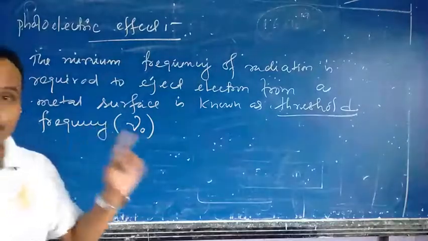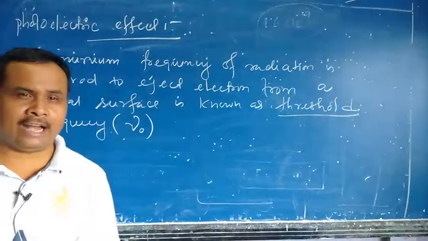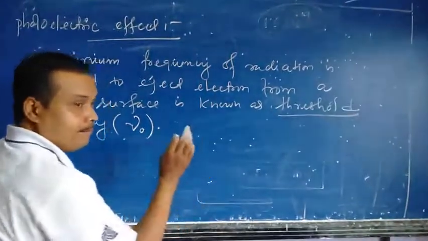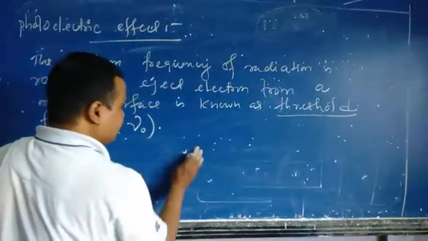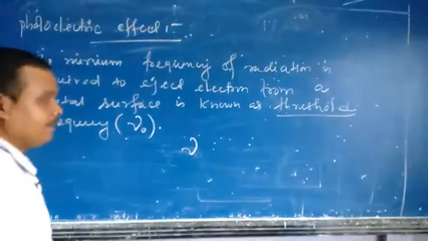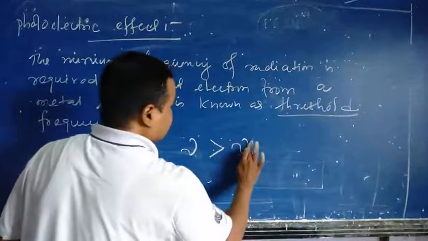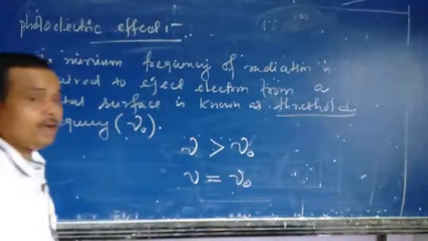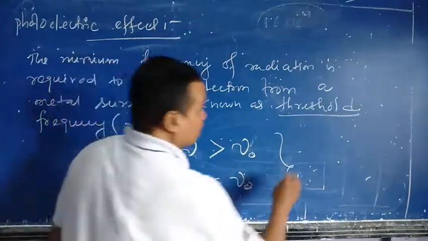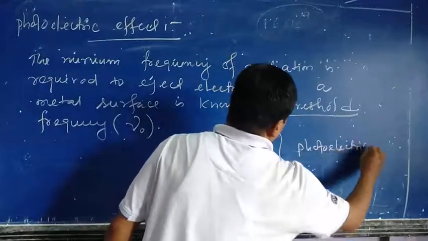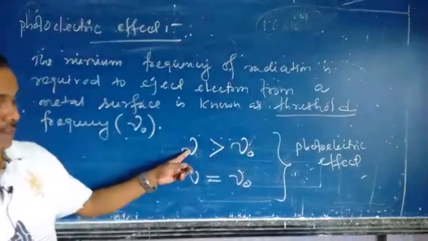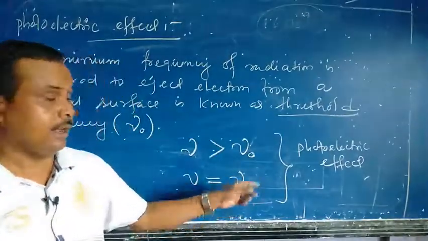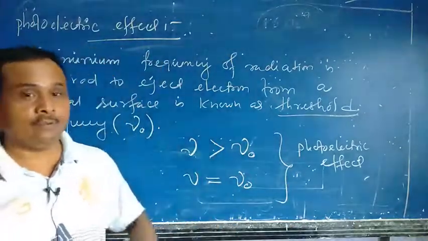इंसिडेंट रेडिएशन का फ्रीक्वेंसी थ्रेशोल्ड फ्रीक्वेंसी से कम होने से there is no photoelectric effect. सो मेटल सरफेस से इलेक्ट्रॉन इजेक्ट होने के लिए इंसिडेंट रेडिएशन का फ्रीक्वेंसी, suppose nu is the frequency of incident radiation, थ्रेशोल्ड फ्रीक्वेंसी से ज्यादा होना पड़ेगा, नहीं तो इंसिडेंट रेडिएशन का फ्रीक्वेंसी थ्रेशोल्ड फ्रीक्वेंसी के इक्वल होना पड़ेगा. So this is the condition for photoelectric effect. जब इंसिडेंट रेडिएशन का फ्रीक्वेंसी थ्रेशोल्ड फ्रीक्वेंसी से ज्यादा होगा या इक्वल होगा, then in that case electrons are ejected from the metal surface.